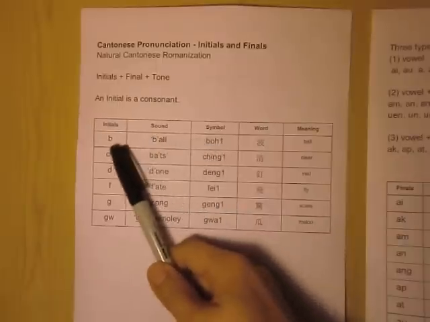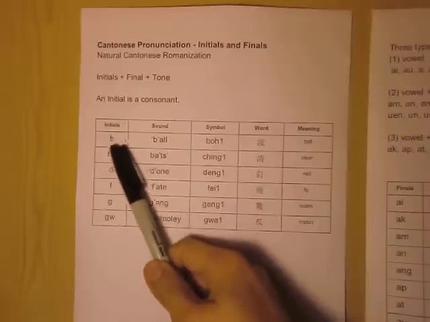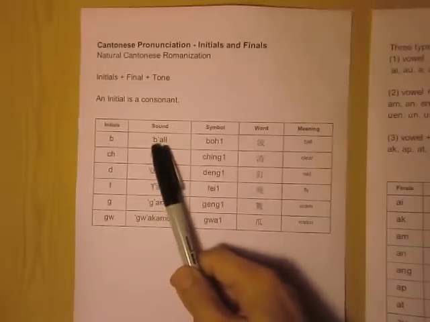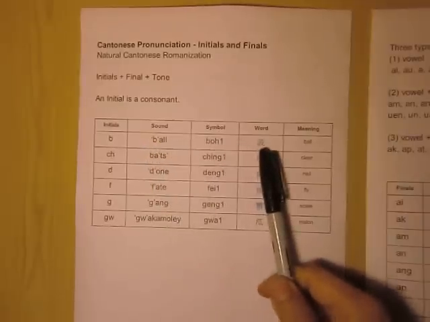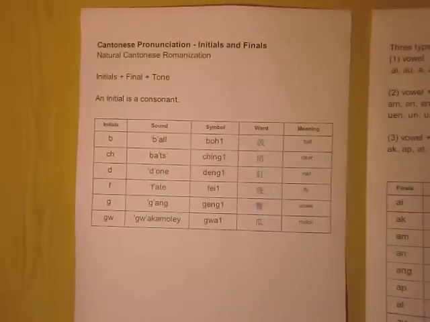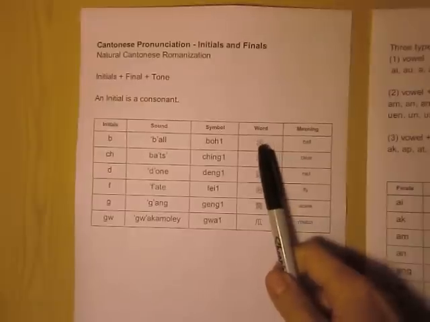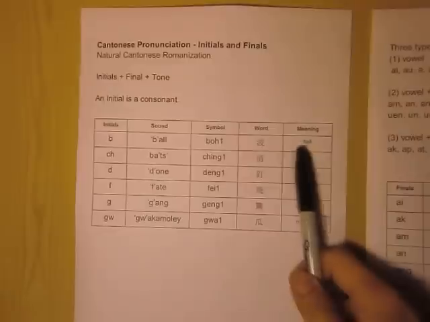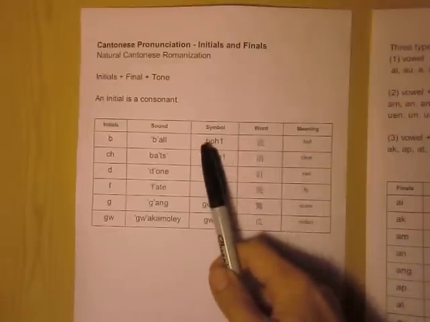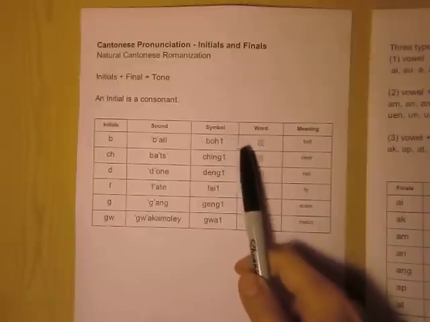B is the initial. What did it sound like? Well, it sounds like B in ball, which means a ball. In fact, it's borrowed from the English word ball. So the original meaning of the word is just wave. We don't use the meaning of the word, we use the sound of the word. So ball, with the first tone.